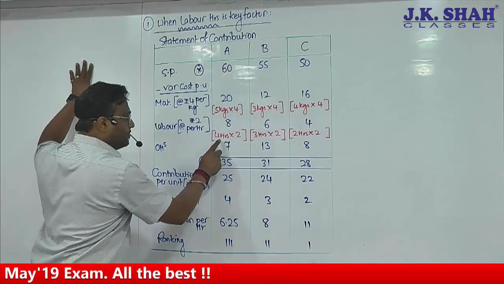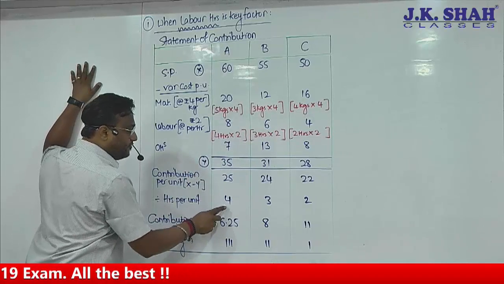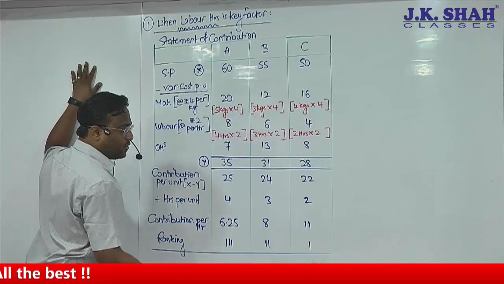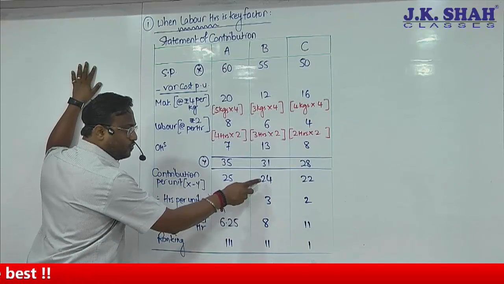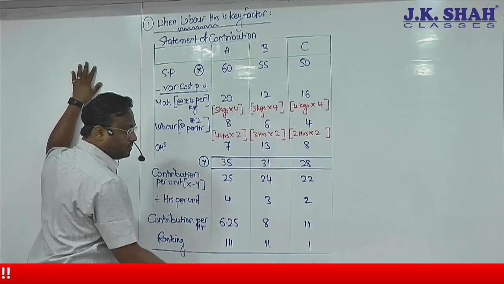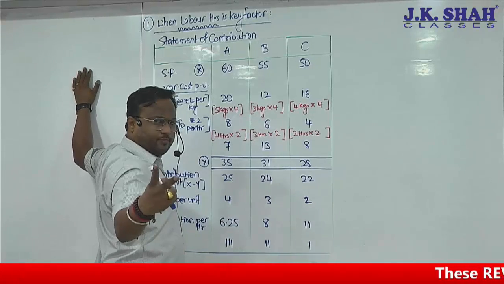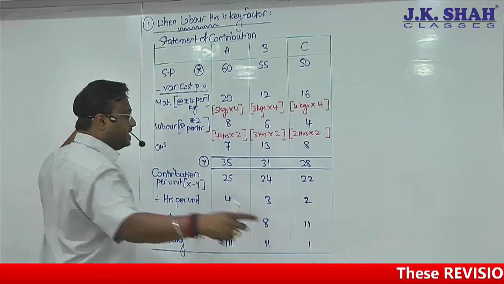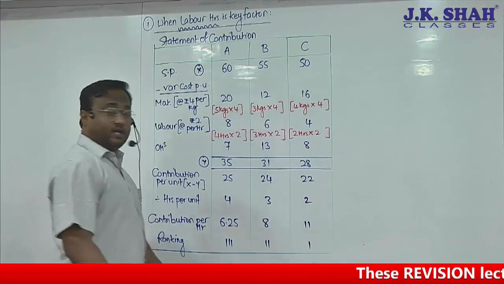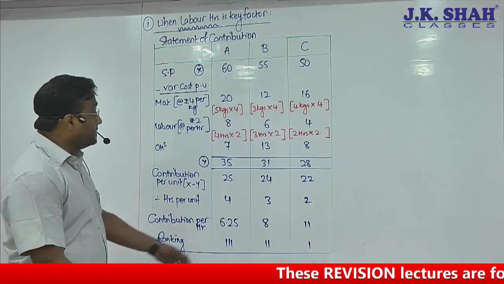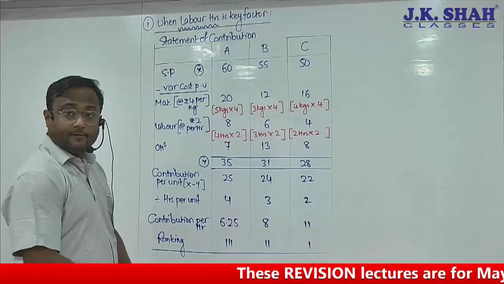1 unit needs 4 hours. 1 unit gives you 25. That means hourly contribution is hardly 6.25. 3 hours give you 1 unit, which gives you 24 rupees. So hourly contribution is 8. 2 hours you simply work for, you can produce 1 unit of C, which will give you 22. So 11 rupees per hour is your contribution. So your ranking is C, B, A.